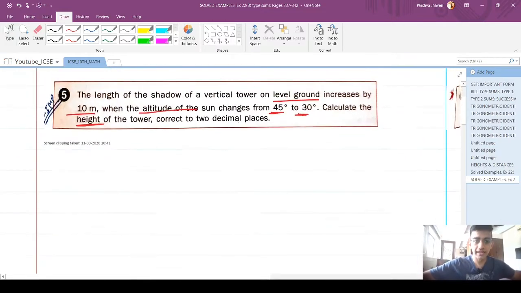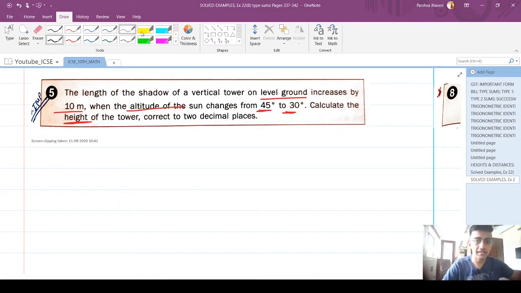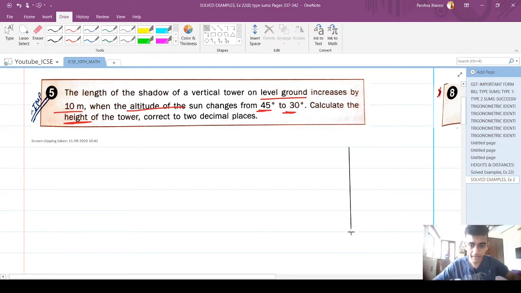So first is making your diagram, step one. You always have to make your diagram. So obviously I'm going to draw my tower over here. This is my tower, right? This is my level ground.